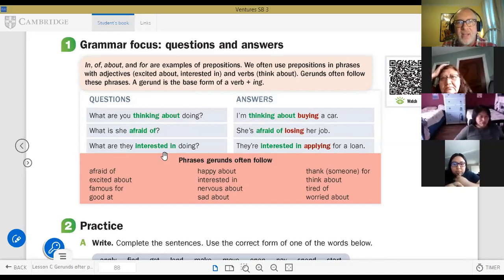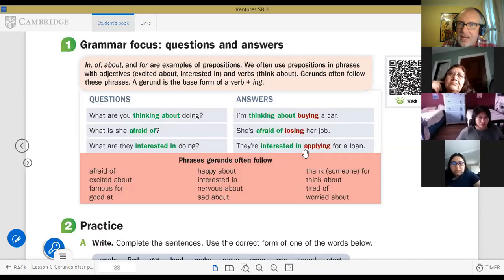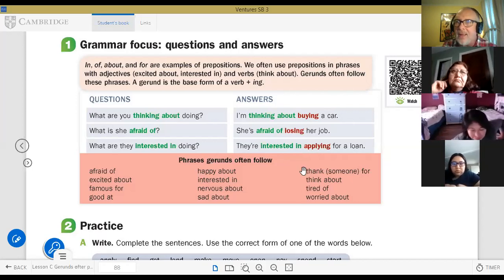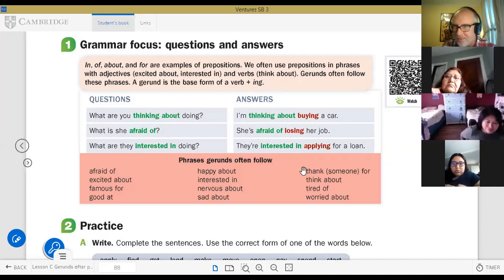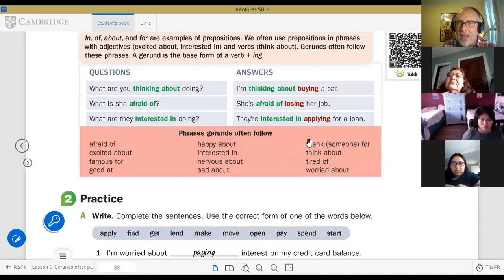What are they interested in doing? They are interested in applying for a loan, right? Of, about, in, for, by, followed by ing. Always use a gerund after a preposition, right? And that's what we had in our dialogue.